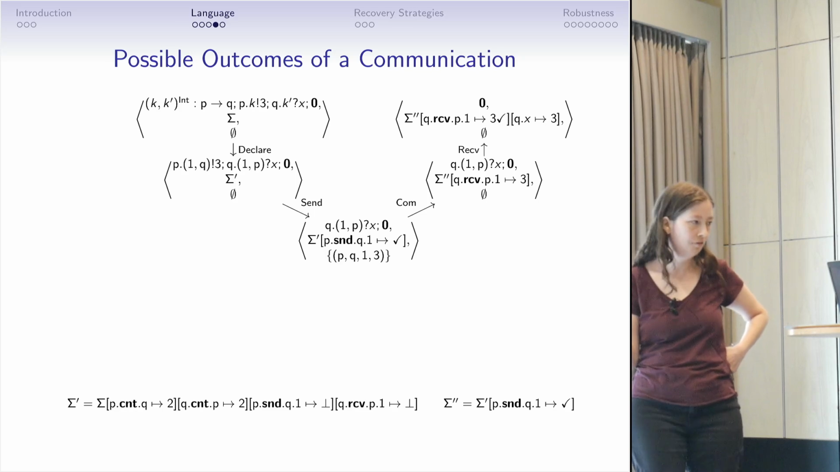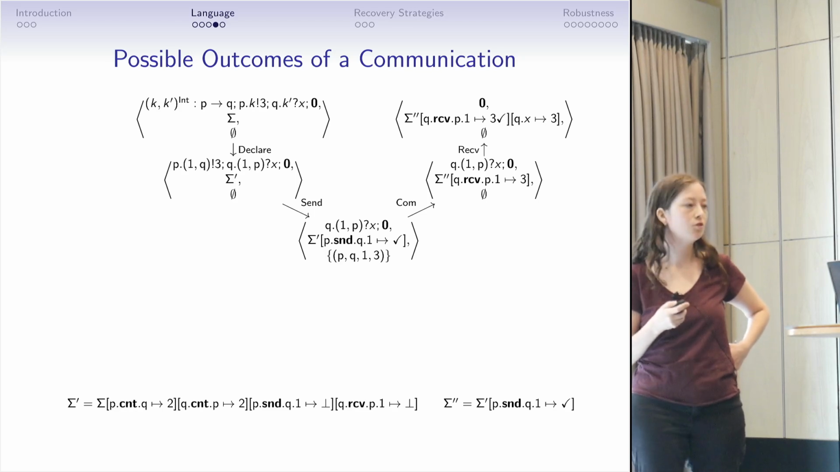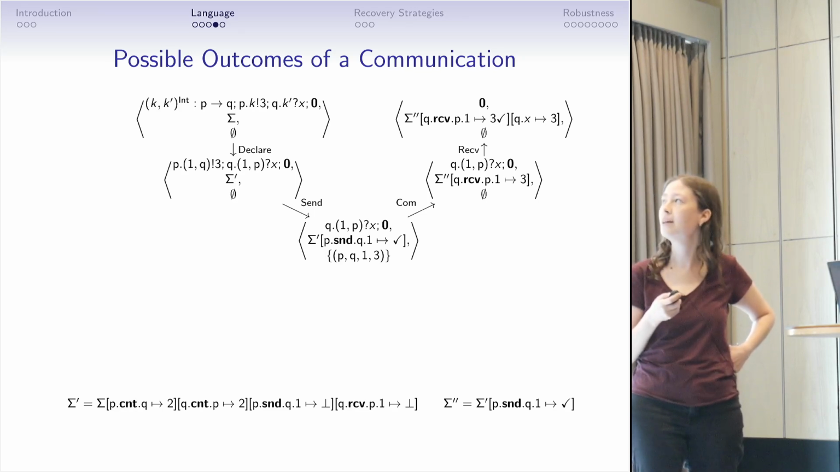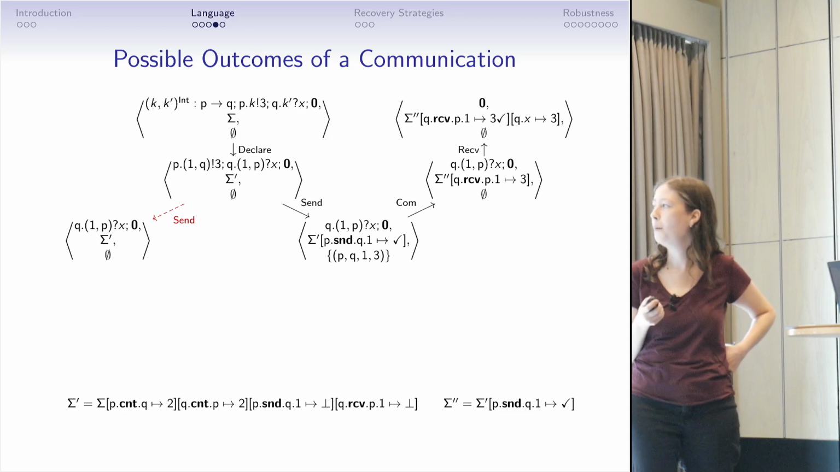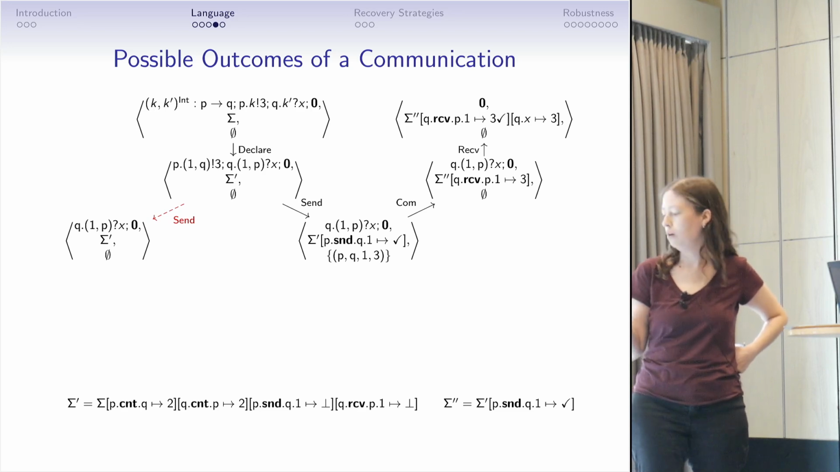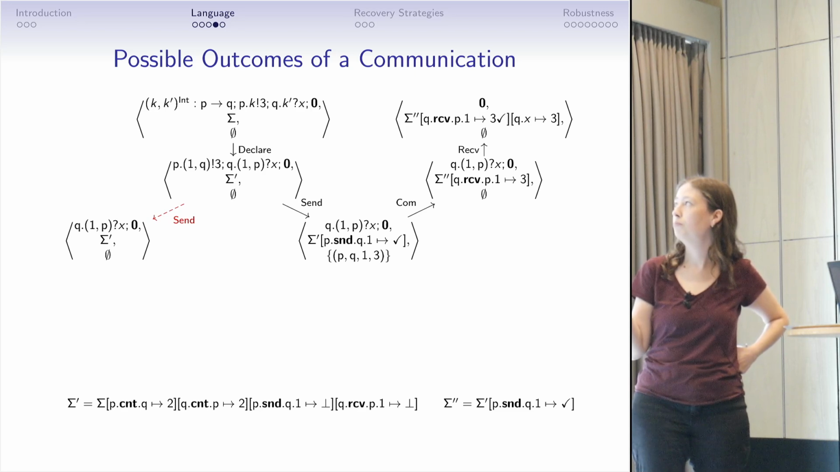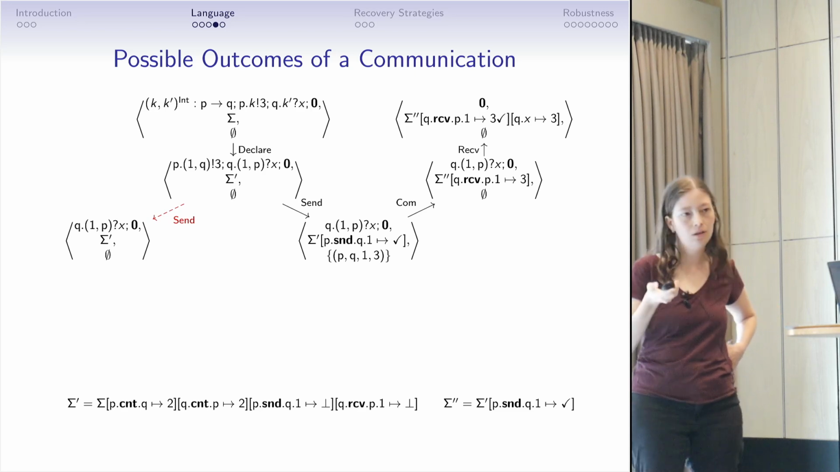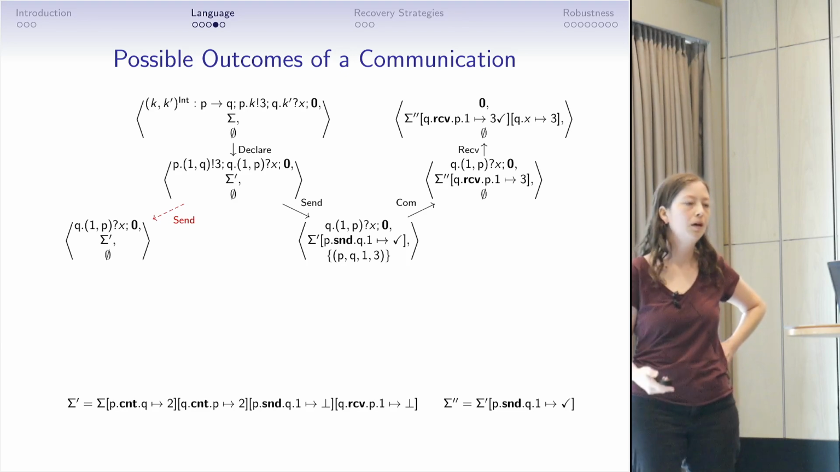Obviously, since we have failures, this is not always what happens. One thing that might happen is that we fail to send, and instead we don't add the message here, but we do still take the send, and we also don't update our state, so that the sender knows that it has not yet succeeded in sending. And there's no message.